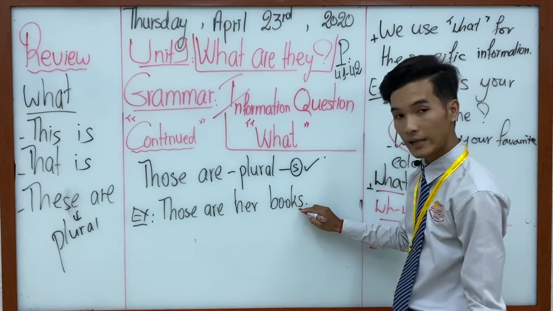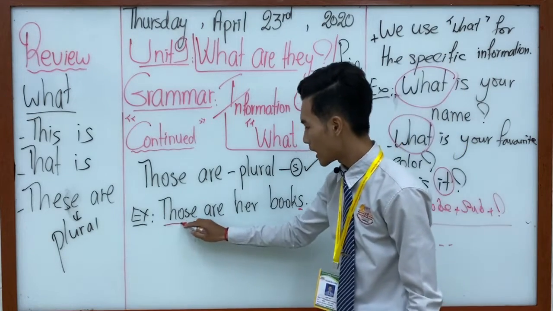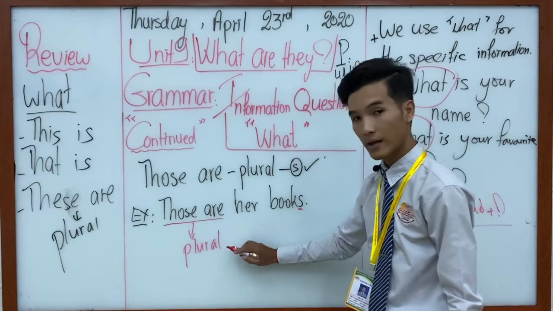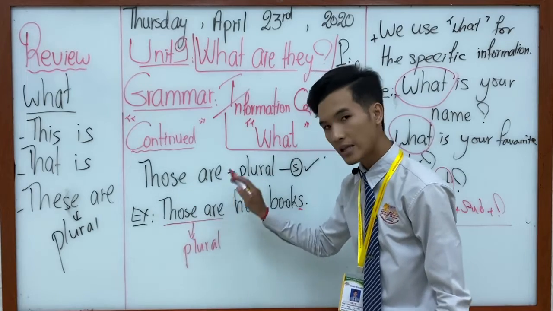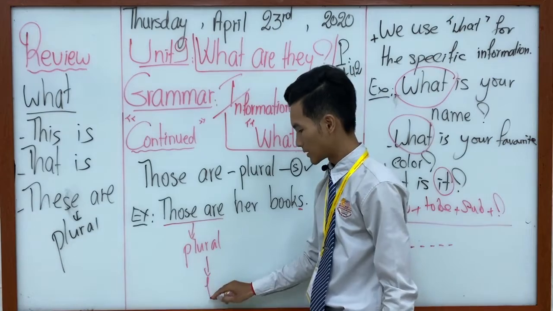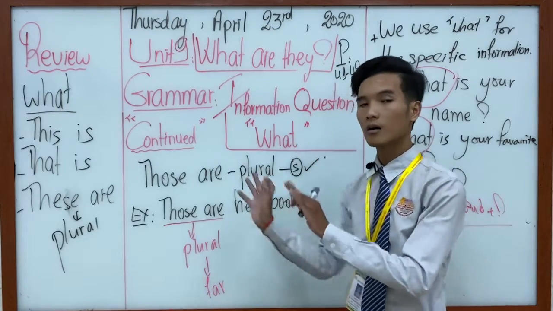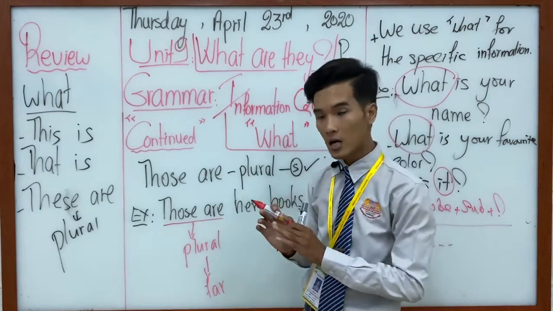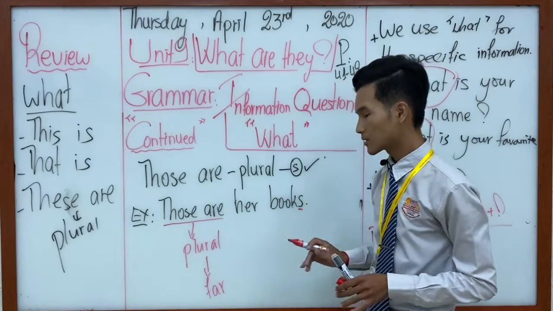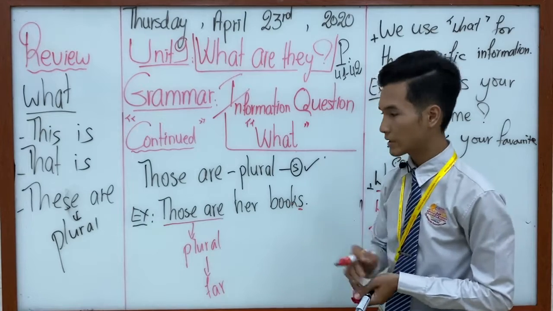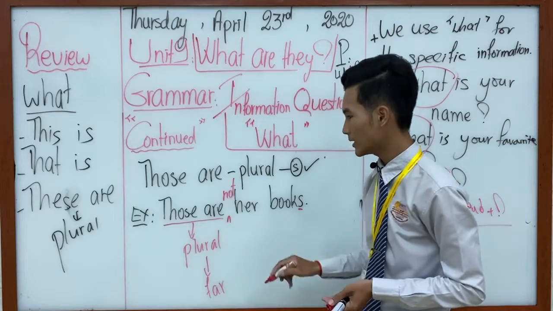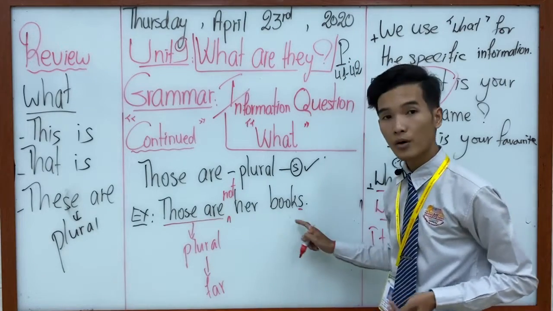Why do we need to add s? Because they are is plural, right? And those are is near or far? Very good. It must be far. So the books are far from her. So those are her books, right? Okay, so how about to make it negative? We just add not here, right? So those are not her books.